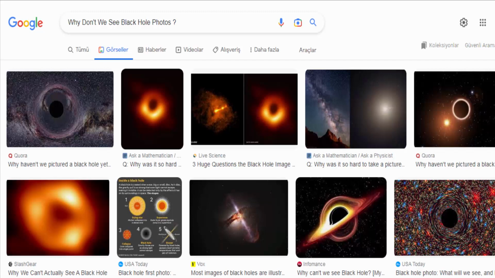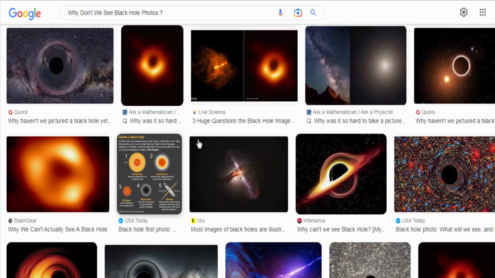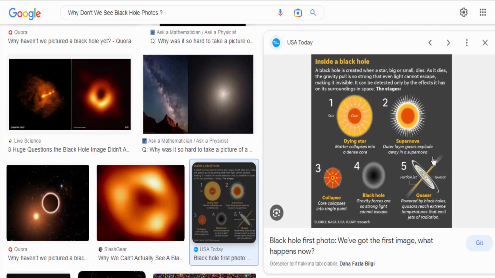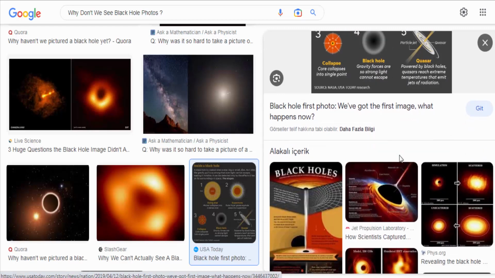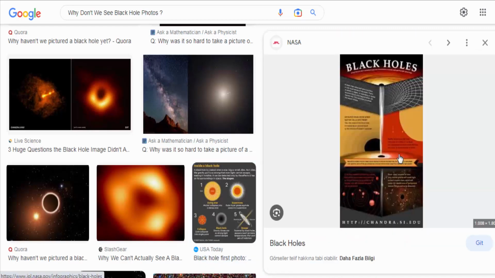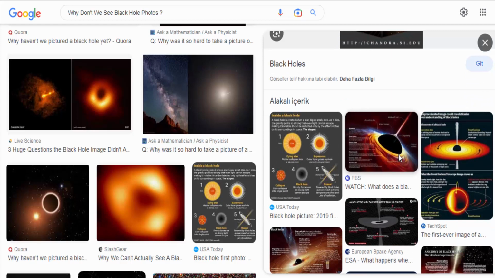The reason we don't see direct photographs of black holes is due to several factors. Event horizon. Black holes have an event horizon, which is the boundary beyond which nothing can escape, not even light. This means that any photons, particles of light, that enter the event horizon cannot come back out, making it impossible for us to directly observe or photograph what happens inside.